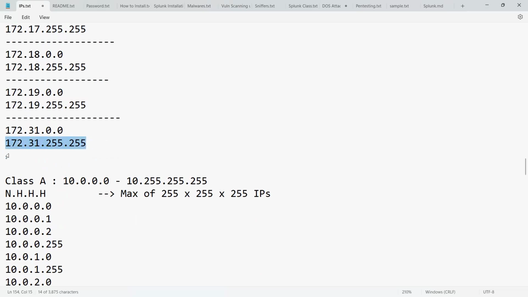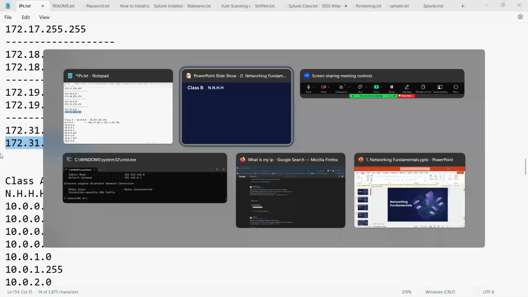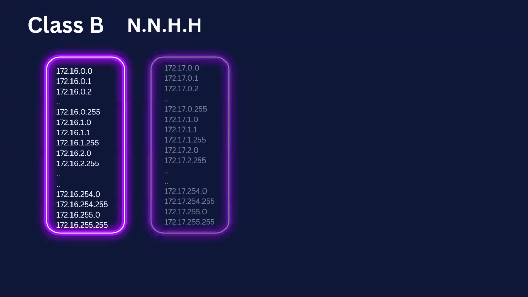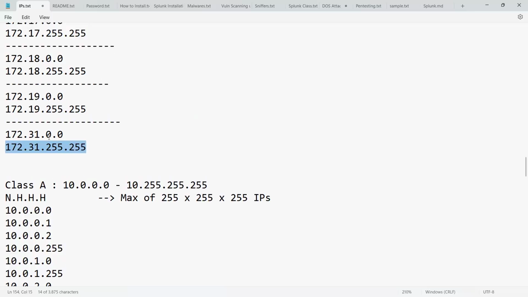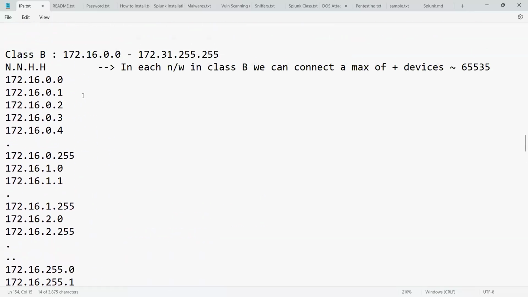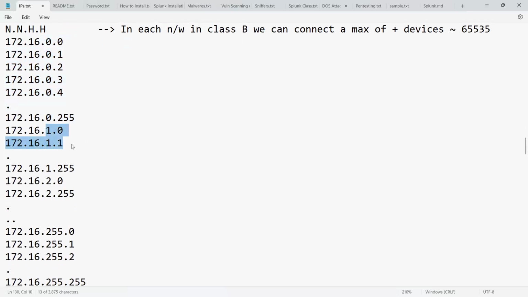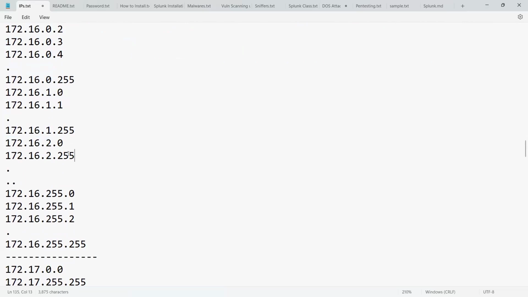Now, in each network, how many devices can we connect, guys? Since you have two host portions, you can connect a maximum of 255 times 255 devices, and that's approximately 65,535. Each octet is repeating 255 times. So since you have two host portions, it's 255 times 255. These are the first 255 devices, then the next 255 devices, then the next 255 devices, then the next 255 devices. Like that, it is repeating 255 times 255.